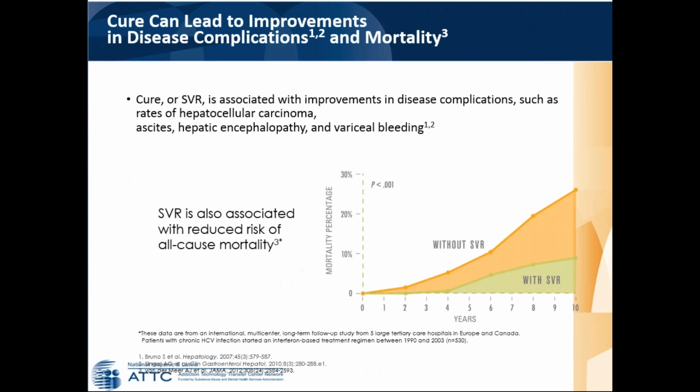Besides mental health and physical health, of course, when people get cured from hepatitis C, that leads to decreased complications and mortality in things like liver cancer, hepatic encephalopathy, and bleeding from varices, and of course a reduced risk of all-cause mortality, so liver-related and non-liver-related mortality.